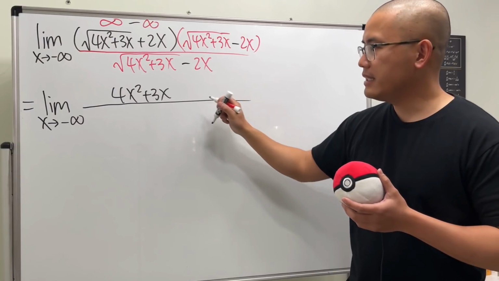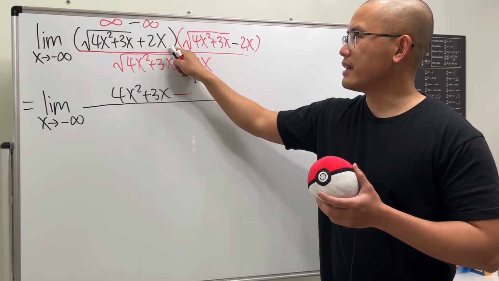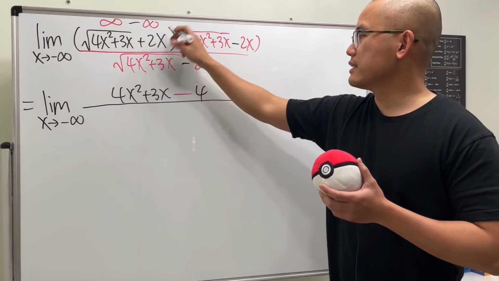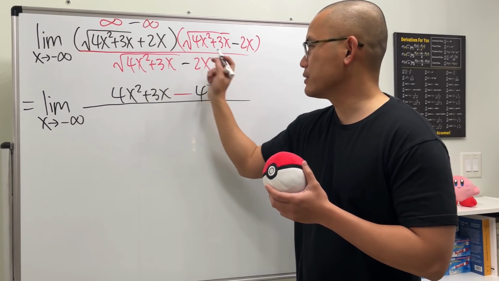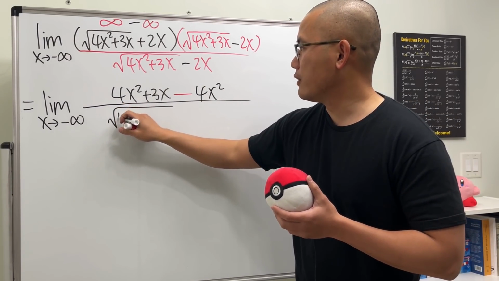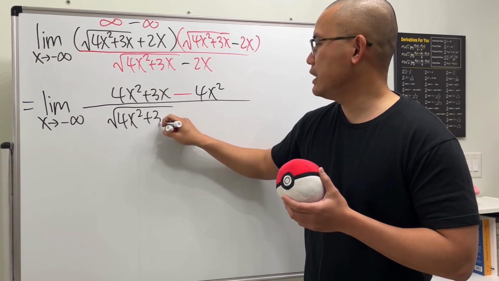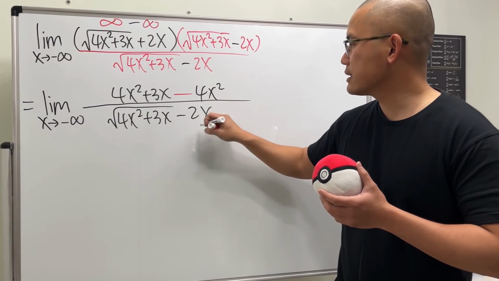And we will have to minus the square of the second. 2 squared is 4, x squared is just x squared. And the bottom stays the same. So let's write down square root of 4x squared plus 3x, and then minus 2x. Cool.